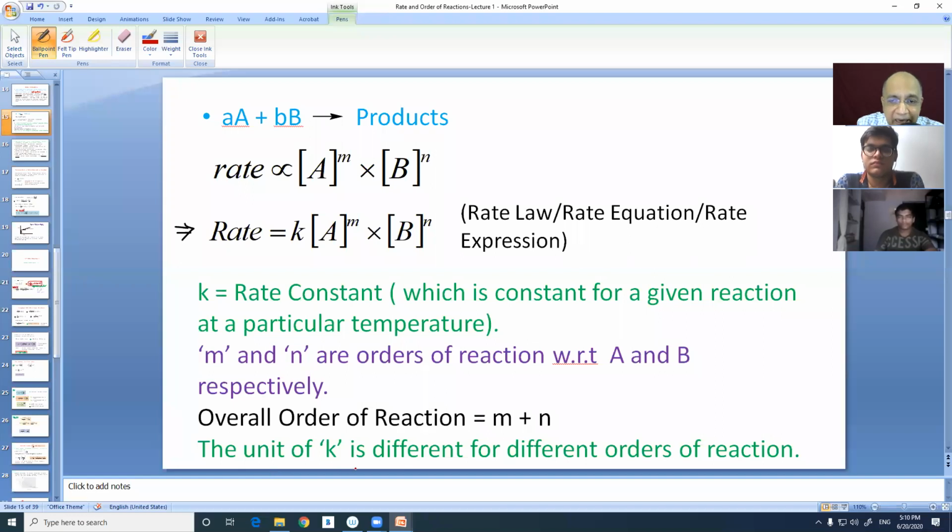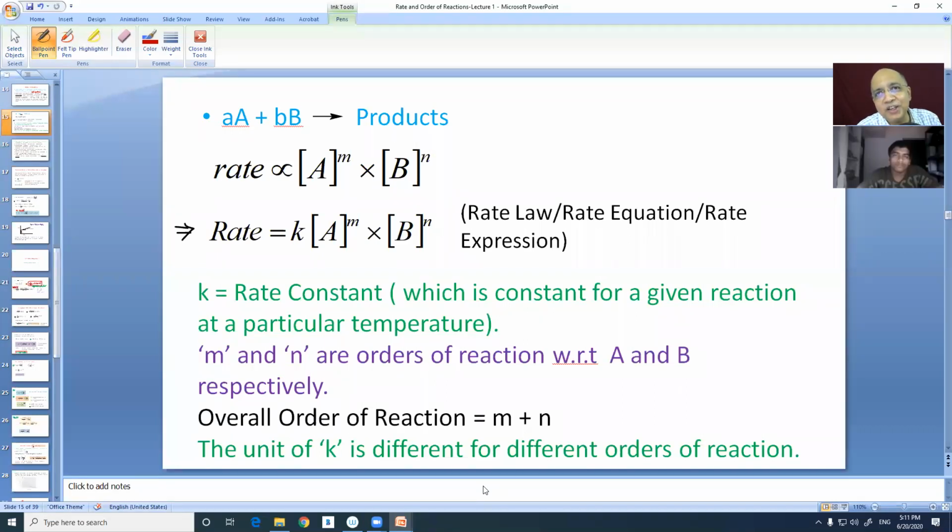The unit of k, the unit of the rate constant, varies from order to order. In the next lecture we'll be talking of first order, then in the next lecture, second and zero order. The order can be zero, can be negative, can be fractional. That's the beauty. It hardly matches with the stoichiometric coefficients, which are always whole numbers. But order can be zero. It's very hard to believe now how the order can be zero. What is the concept behind it? What is the idea behind it? We shall be knowing that in detail.